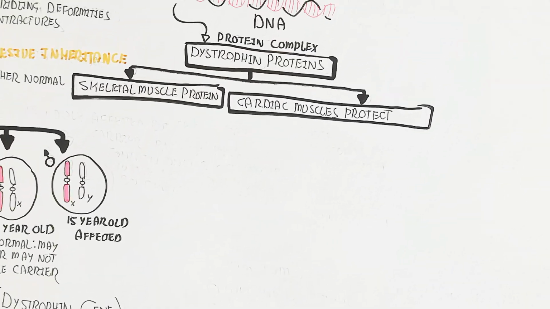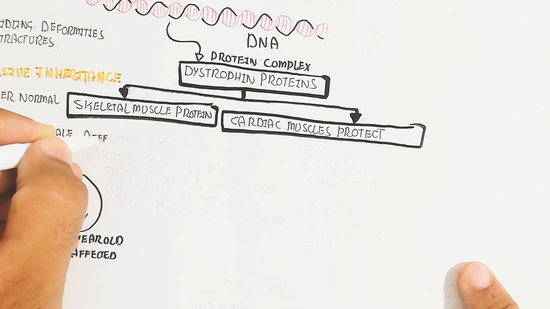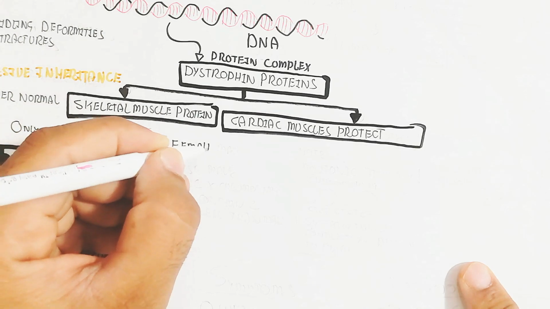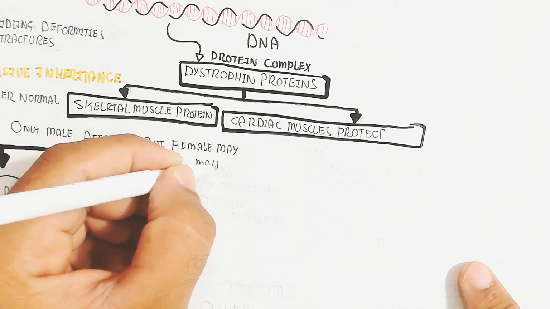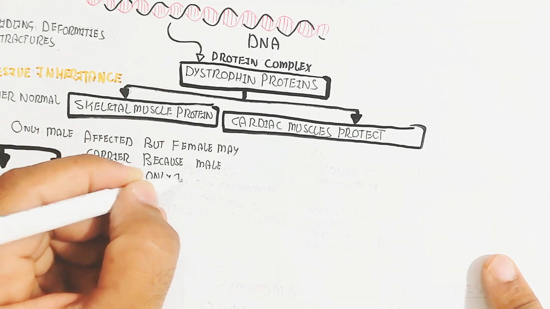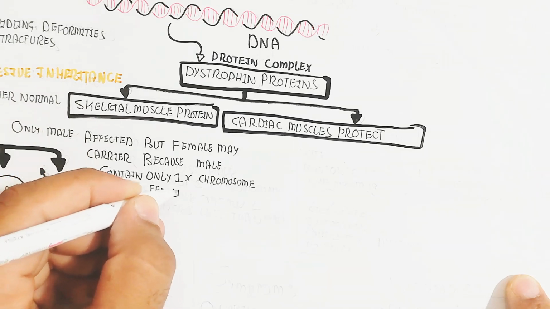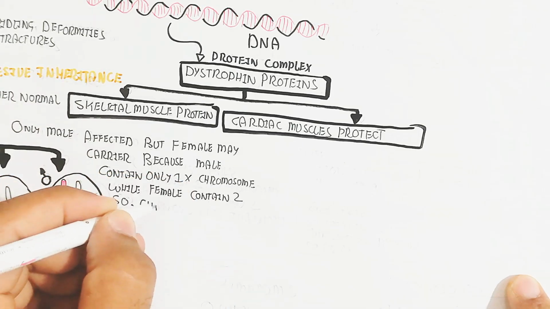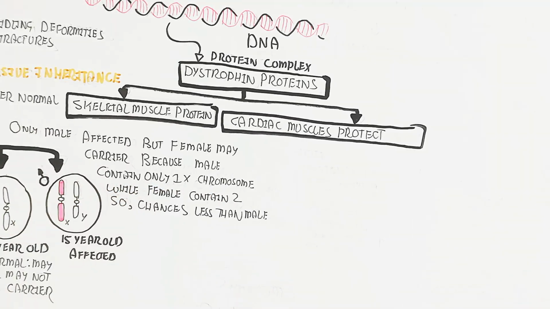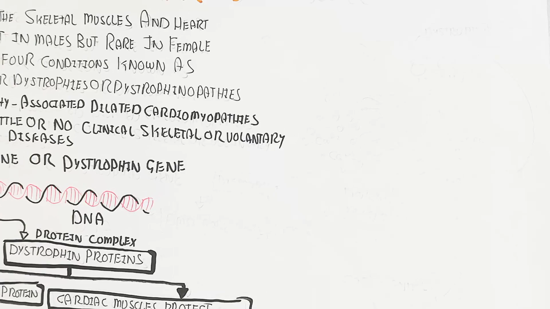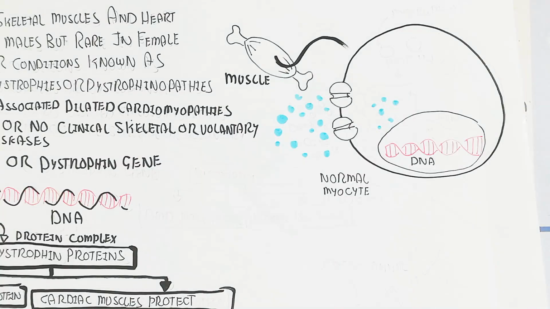This is a sex-linked recessive inheritance and only males are affected, but females may be carriers, because males contain only one X chromosome while females contain two. So the chances are less in females. Remember, the chance is basically more for males but less for females, because females contain both X chromosomes while the male contains only one X chromosome as a sex chromosome, because the other is the Y chromosome.